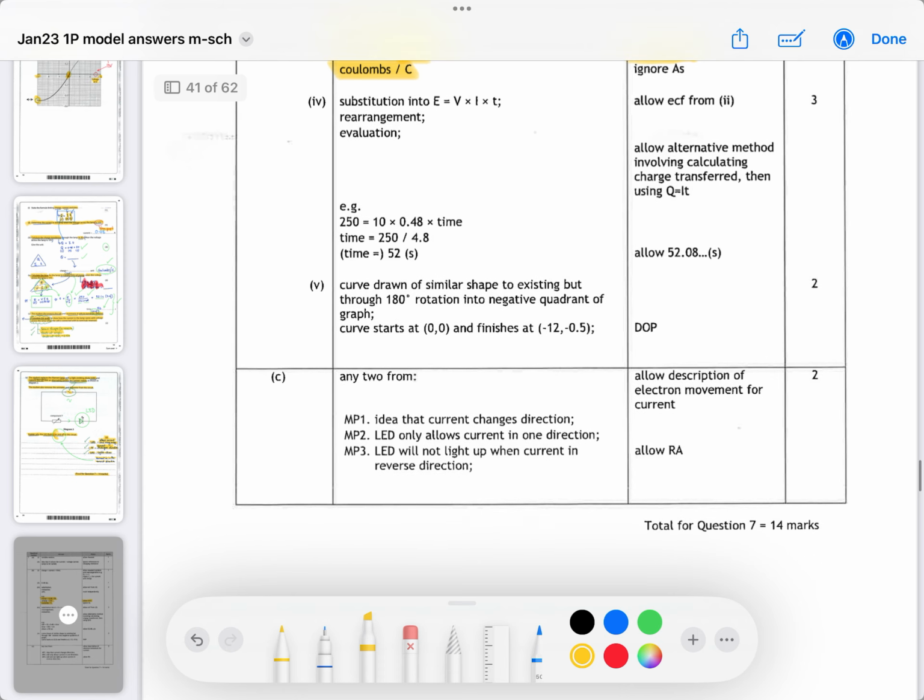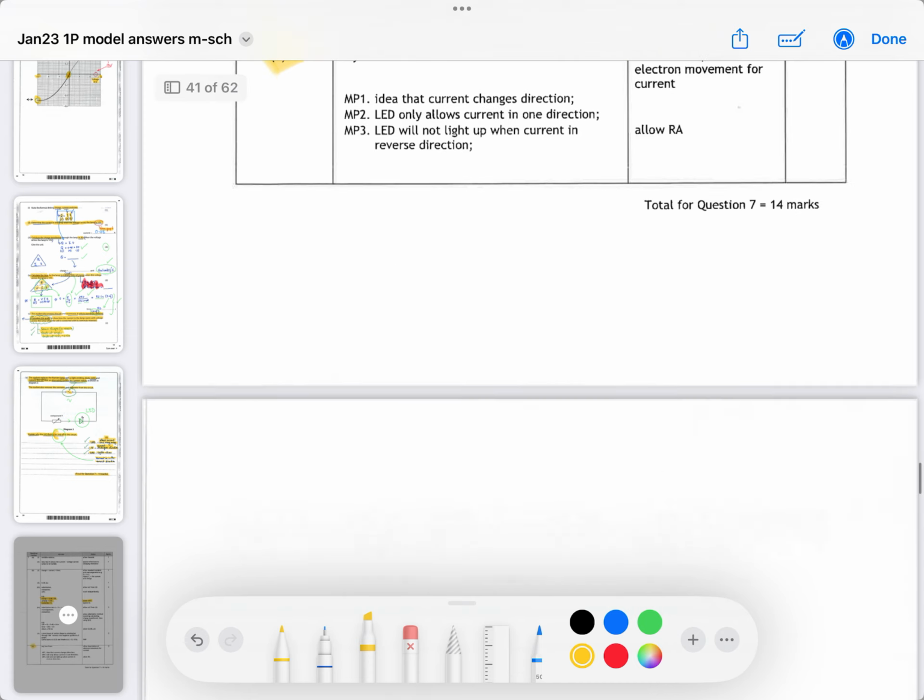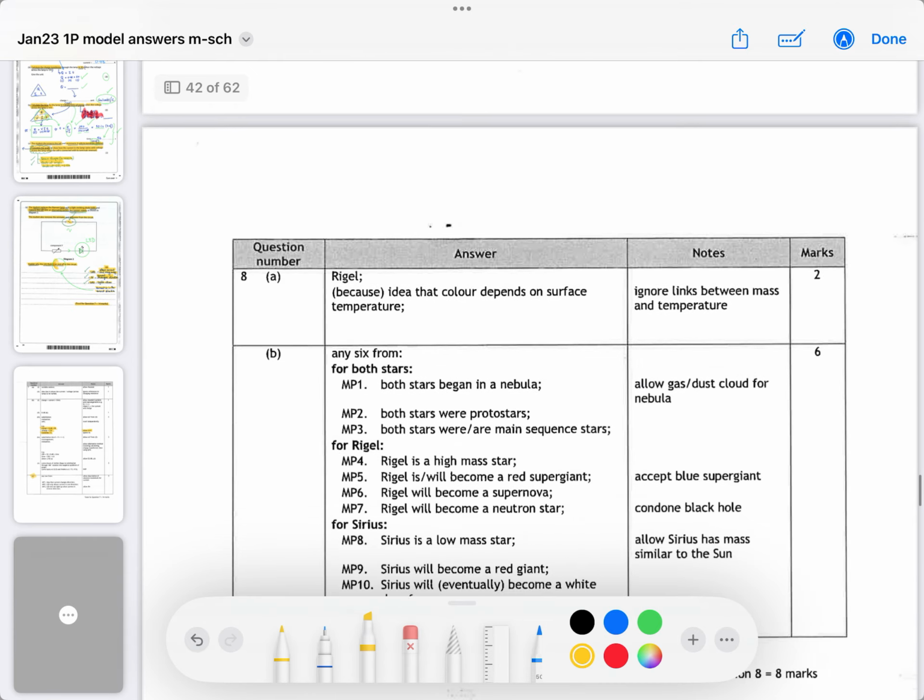And there's the rest of that question and the LED question, which we just went through, part C. Okay? All right, so that's question 7 done. And then we're going to go straight into question 8.